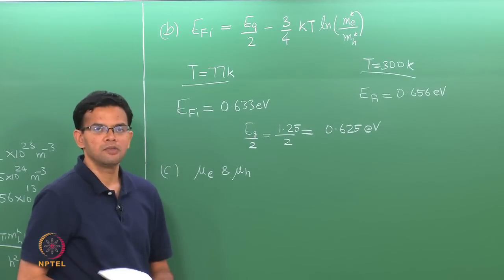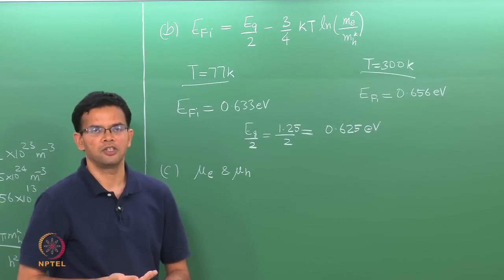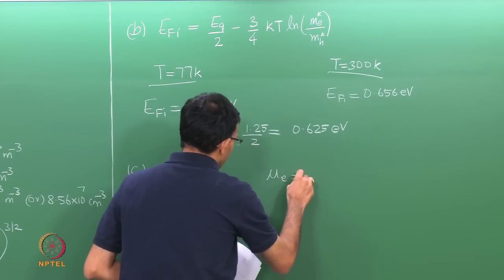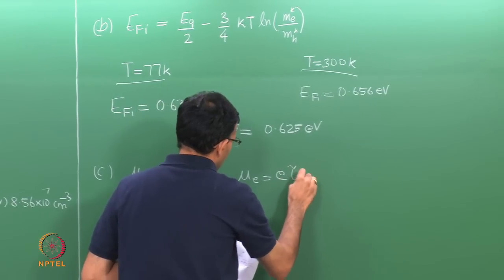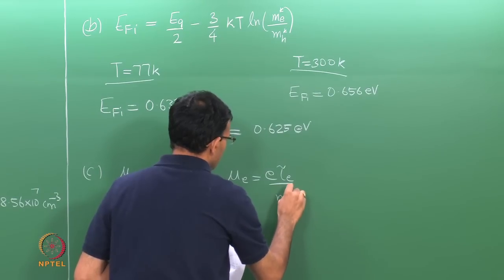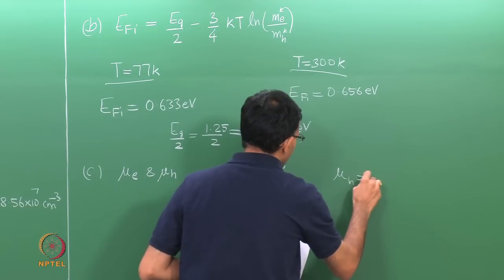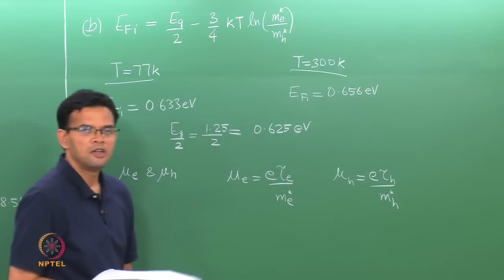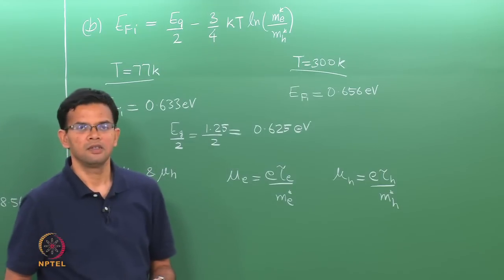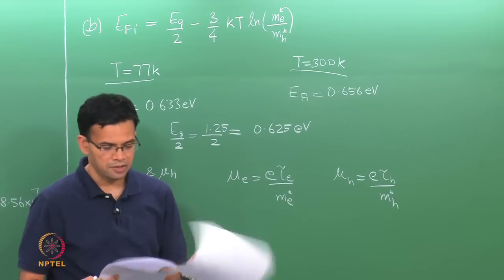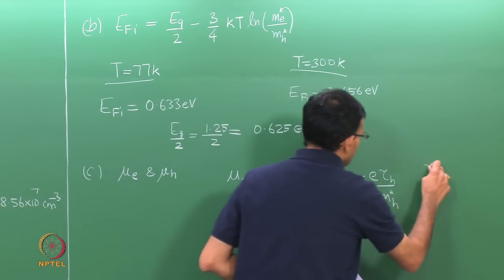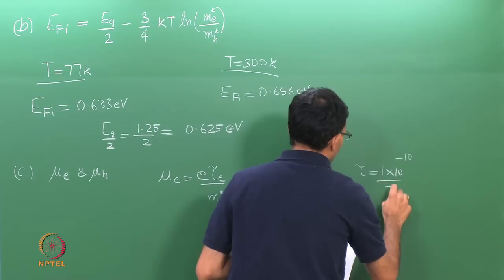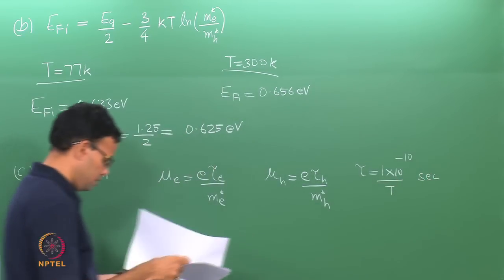So, mu e and mu h are related to the effective mass of the electrons and holes, and they are also related to the scattering time. So, mu e is nothing but e tau e over Me star, and mu h is e tau h over Mh star. So, Me star and Mh star are given, tau e and tau h are your scattering times, and you have said that tau is nothing but 1 times 10 to the minus 10 over temperature, and the unit is seconds.